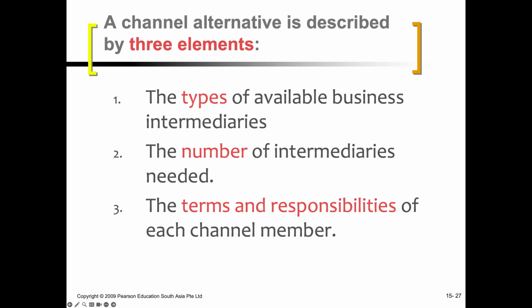You can describe the channel alternative by 3 elements. First is the type of available business intermediaries. Second is the number of intermediaries needed. And thirdly is the terms and responsibilities of each channel member.